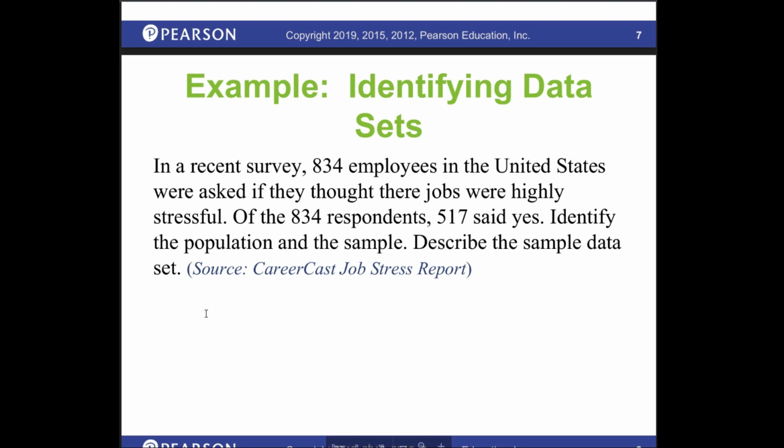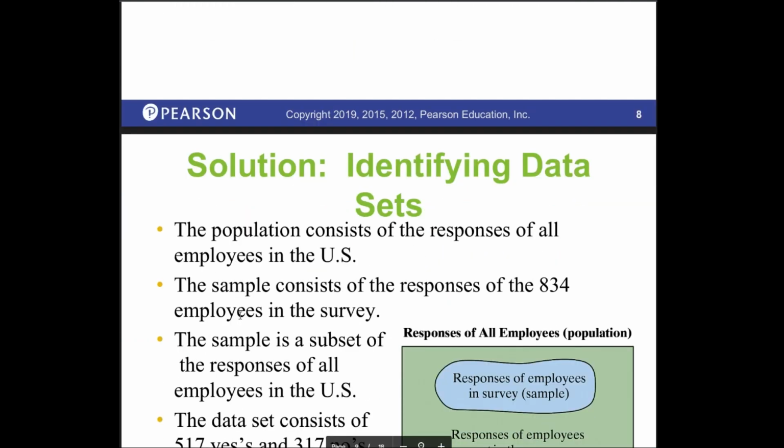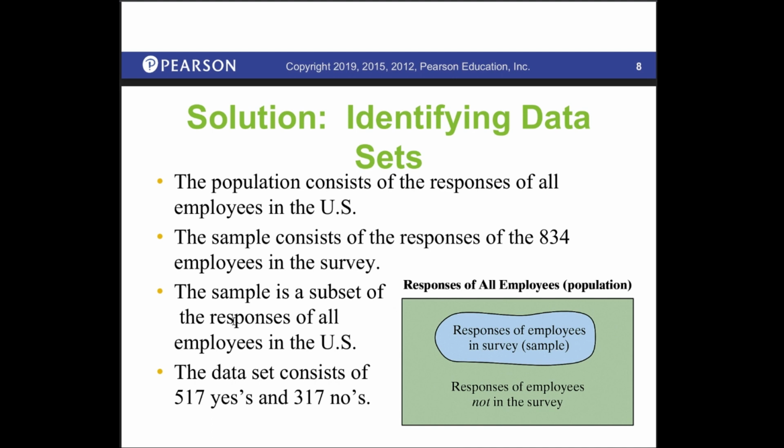And then another example is in a recent survey, 834 employees in the United States were asked if they thought their jobs were highly stressful. Of the 834 respondents, 517 said yes. And then we have to figure out which is the population and which is the sample. Describe the sample data. The solution would be: the population consists of the responses of all employees in the U.S.